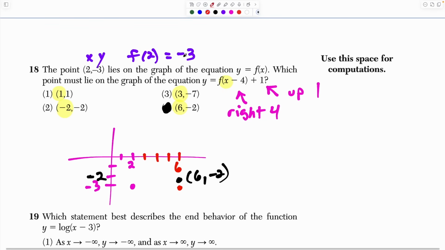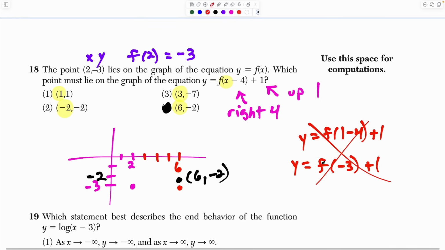So let's say I plugged in something like choice 1. I plug in x equals 1. I would get y equals f of 1 minus 4, and then plus 1. But the problem with this is I have no idea what f of negative 3 is. They told us what f of 2 is, but they didn't tell us what f of negative 3 is. So this one here is not going to give us anything good.